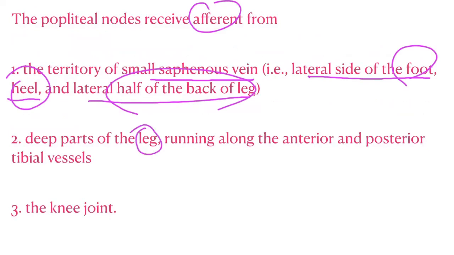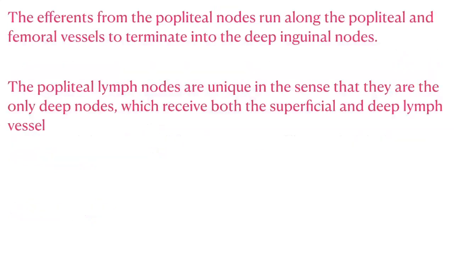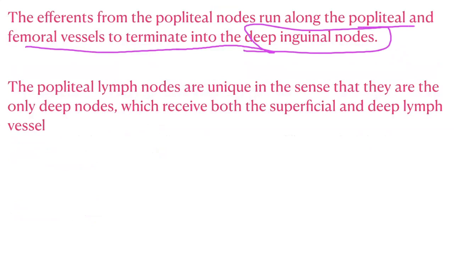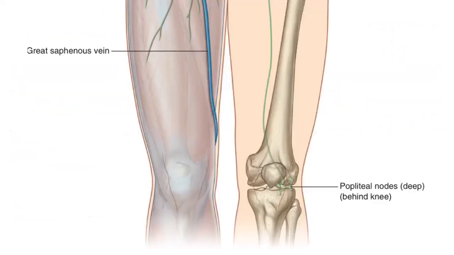And the deep parts of the leg running along the anterior and posterior tibial vessels, and the knee joint. Right? Efferents from the popliteal nodes run along the popliteal and femoral vessels to terminate in the deep inguinal nodes. So from the popliteal lymph nodes all the way to the deep inguinal lymph nodes. Popliteal lymph nodes are unique in the sense that they are the only deep nodes which receive both superficial and deep lymph vessels. You see, these are the popliteal, okay, behind the knee.